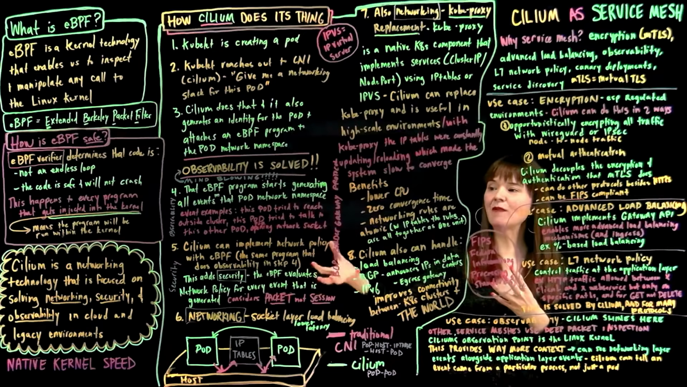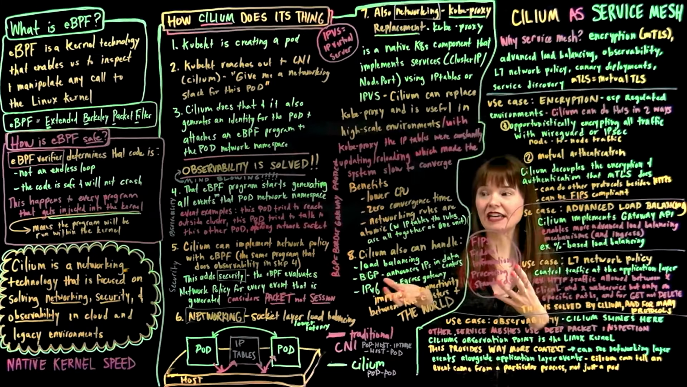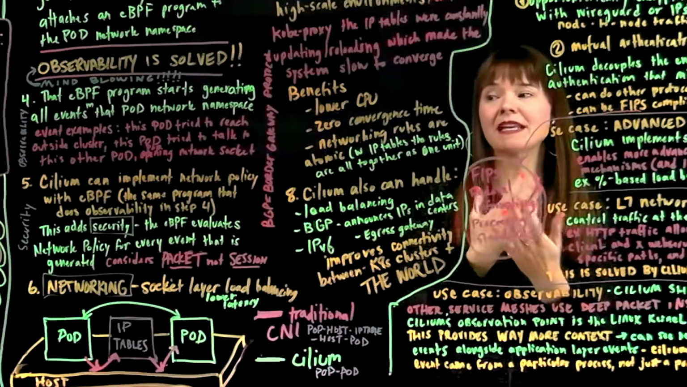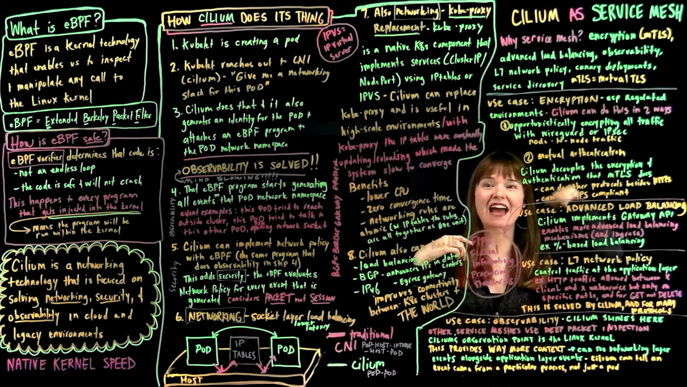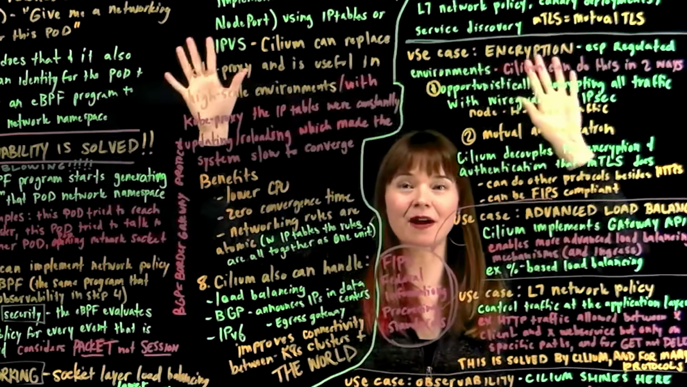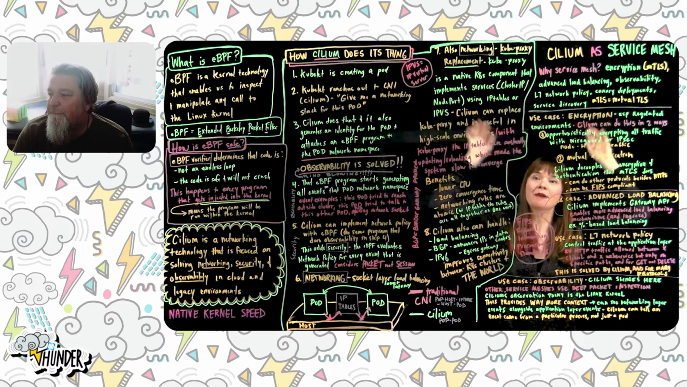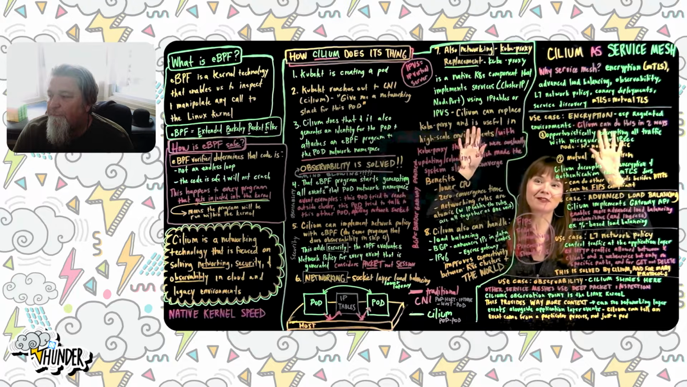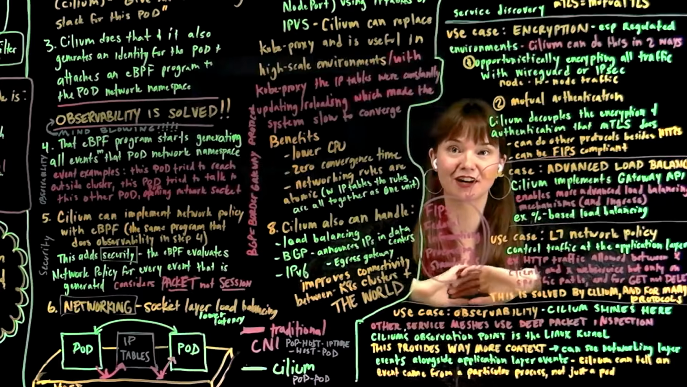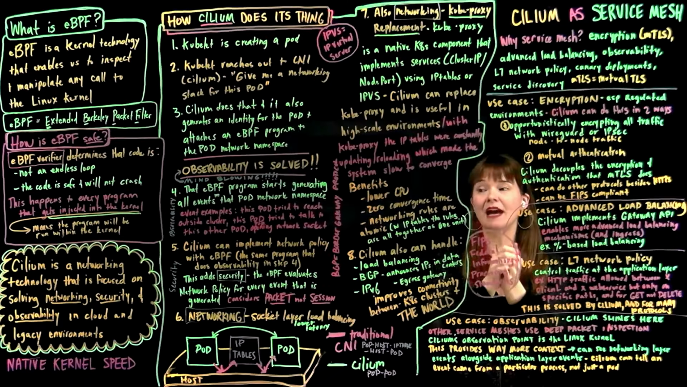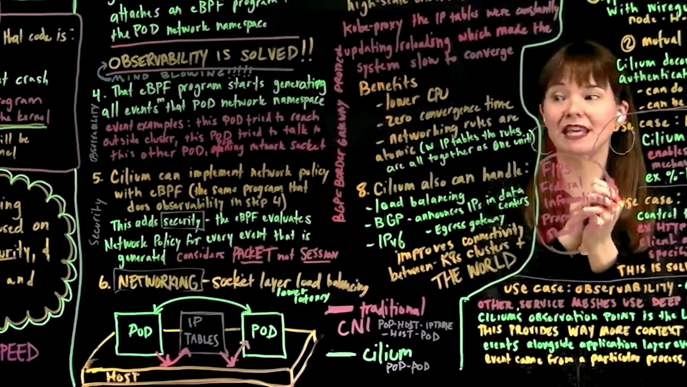And then we went into how it adds security. Cilium can implement network policy with eBPF. One of the rules of Kubernetes networking is that every pod should be able to talk to every other pod of the cluster on any node. But you don't really want every pod to be able to talk to every pod. So you put network policies in place to restrict which pods can talk to each other. And so Cilium implements network policy with eBPF.